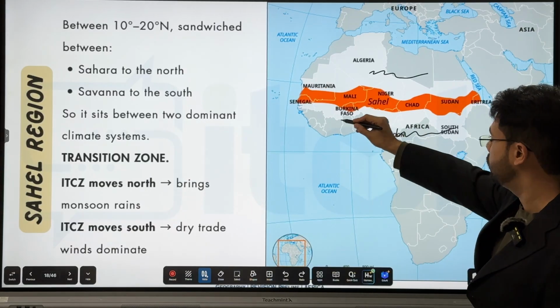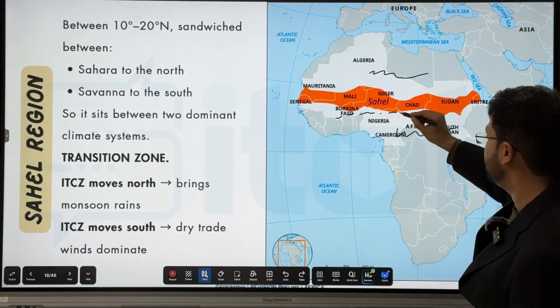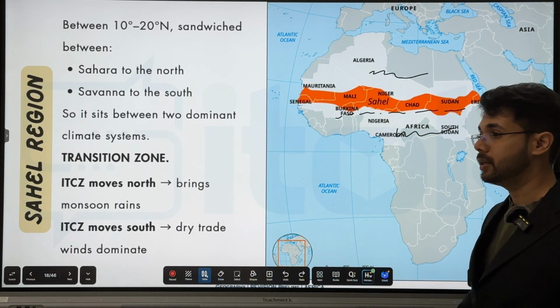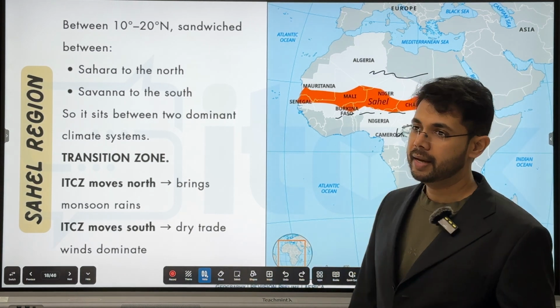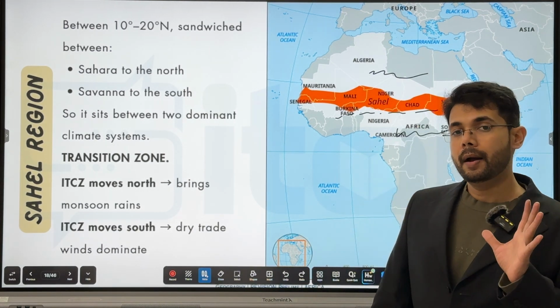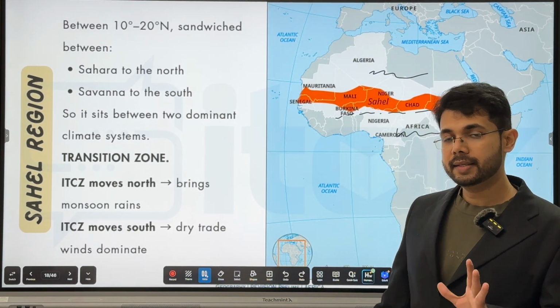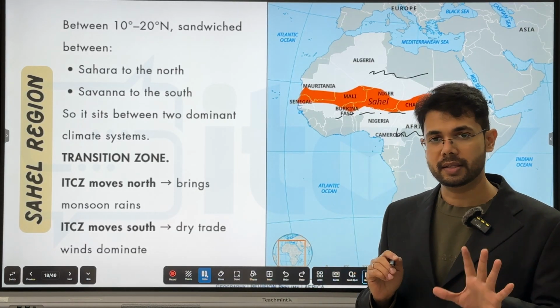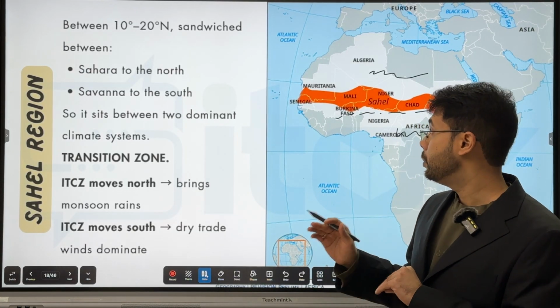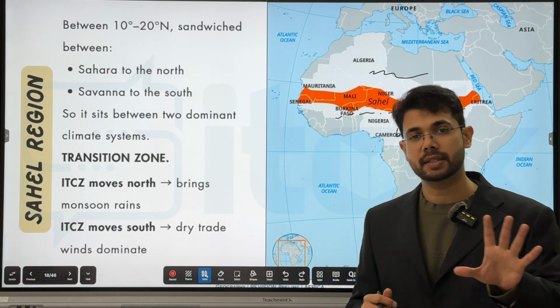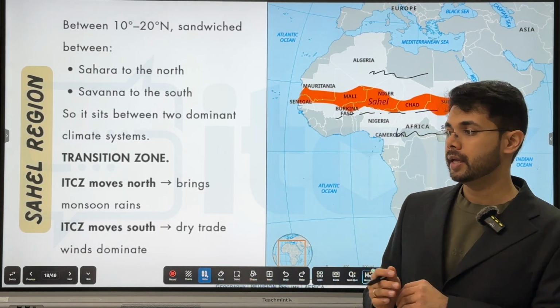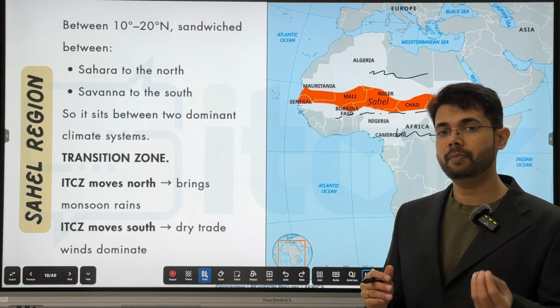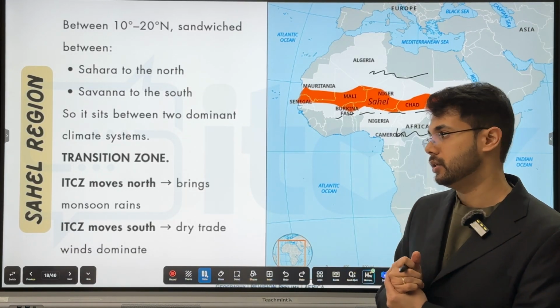Once it is in the north, sometimes there are rains over here, sometimes there are no rains. It is extremely variable. But the point to be noted is that in the Sahara, there are no rains or extremely little rain. But in the Sahel region, sometimes some rains happen. That's why there are some plantations present in the Sahel region.